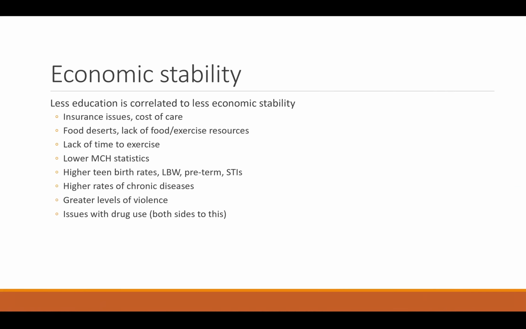Next is economic stability. And economic stability, as I said, is related to education because the lower the education level, typically the less economic stability there is, the less job opportunities, the less stable the career. When someone does not have a strong economic stability and they're in a job that is not as stable, they tend to have less insurance, if any, and the cost of care then becomes prohibitive for them. They cannot get care because they cannot afford it.